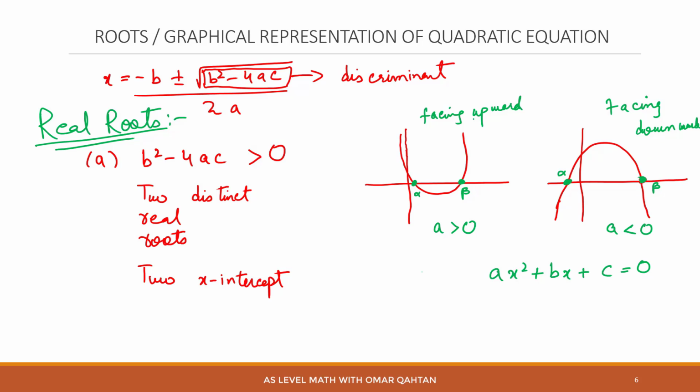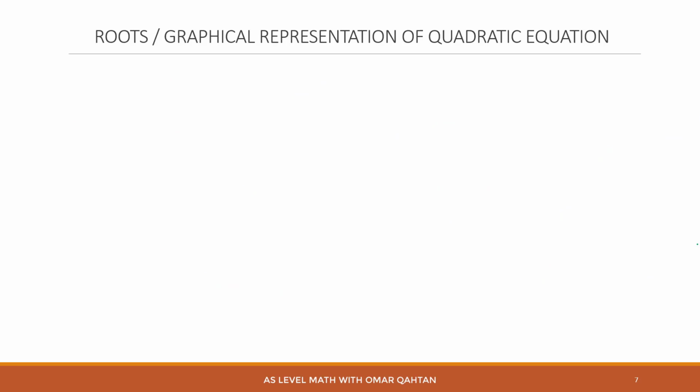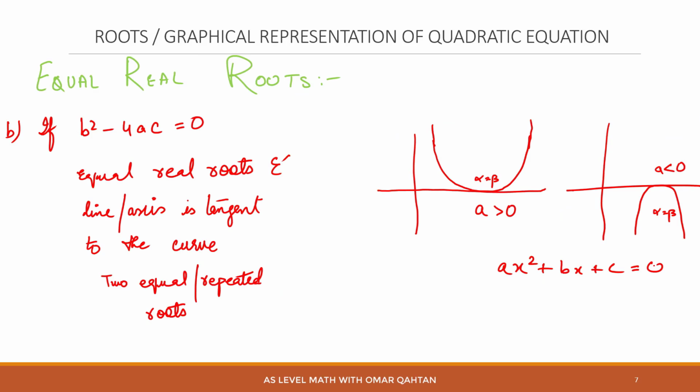The graph which is facing upward will give you a minimum value, and the graph which is facing downward will definitely give you a maximum value. Now move on to the next category of roots, which is equal real roots. Alright, so in this category we'll see what equal real roots are.